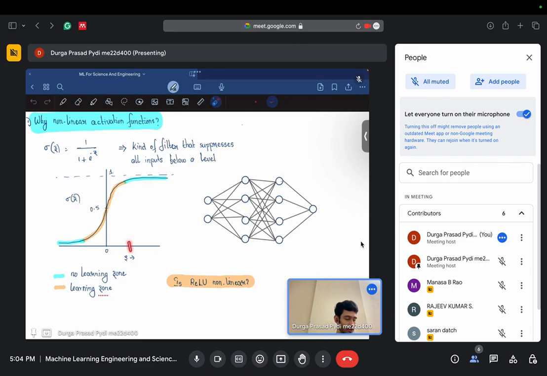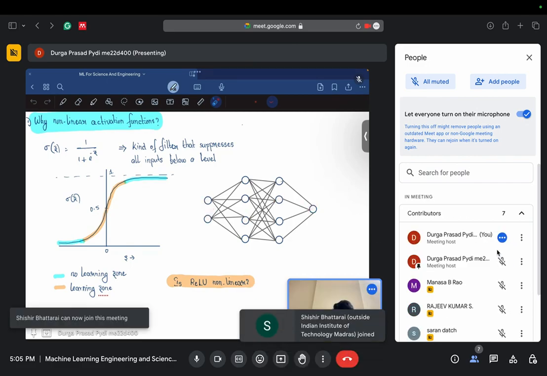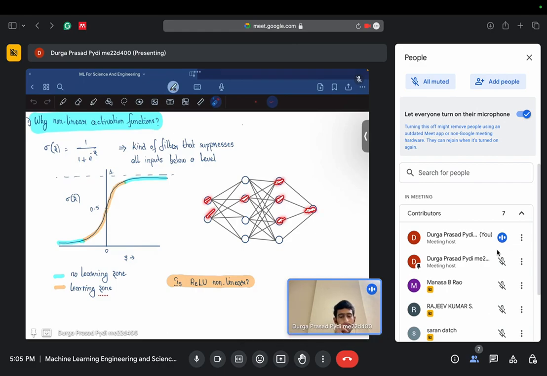For all the values in this range and for all the values in this range, the sigmoid function reaches a particular constant value. So this can be treated as a filter that suppresses all inputs below a level. If this is your neural network and these are my inputs, only certain connections will get activated to reach the final output. So this could be one possible way. You can also have something like this, or something like this. The ones that are highlighted are the neurons that are activated.